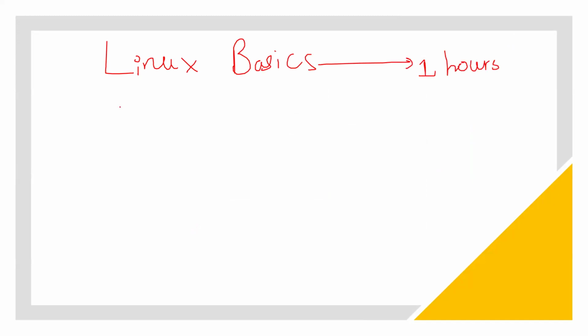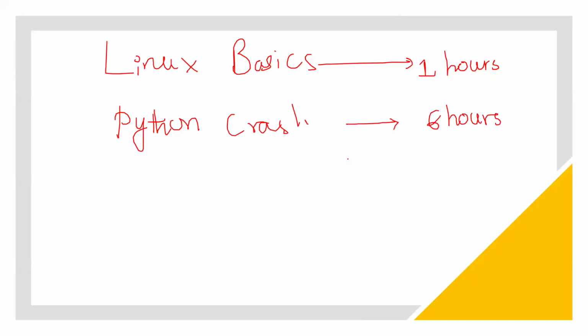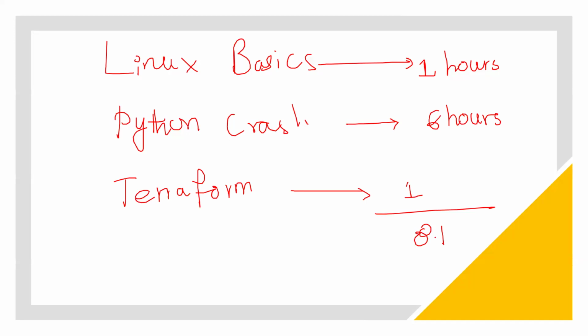1 hour. And we are covering the Python crash course, which is complementary only for you, which takes 5 to 6 hours for sure. And Terraform takes 1 day for creating the resources. So this is almost 8 hours, 8+ hours of complementary things. Okay, so this is how it is.